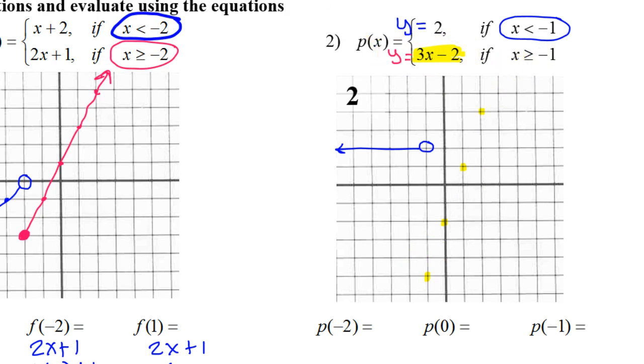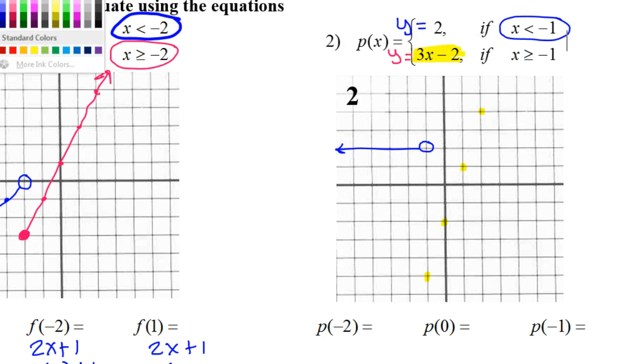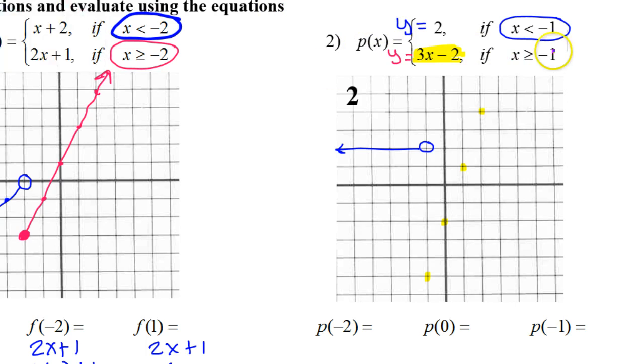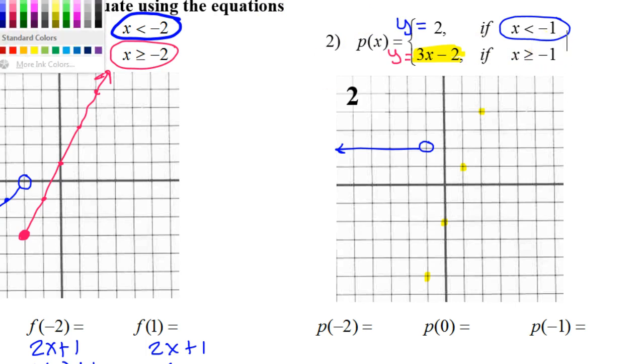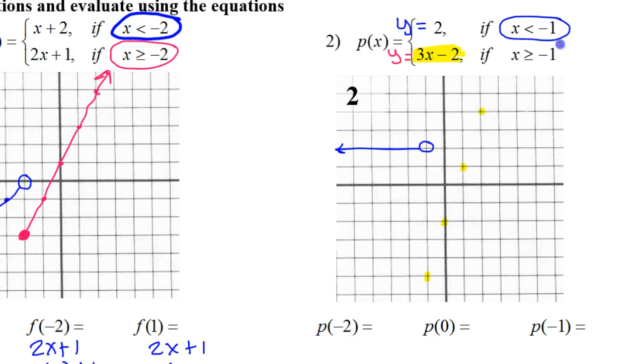But again, I don't want the entire function. I just want the part of the function where the x values are greater than or equal to negative 1. So which one of these yellow dots is sitting at an x value of negative 1? That would be this one, because it's 1 to the left here. So, or equal to, so this should be a closed circle.